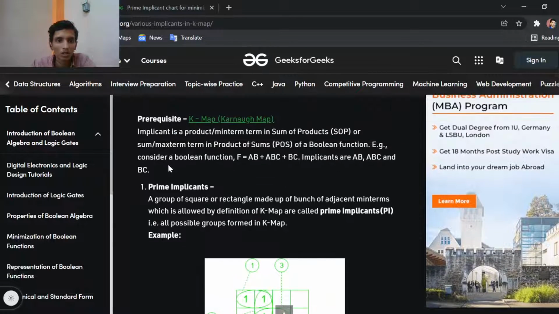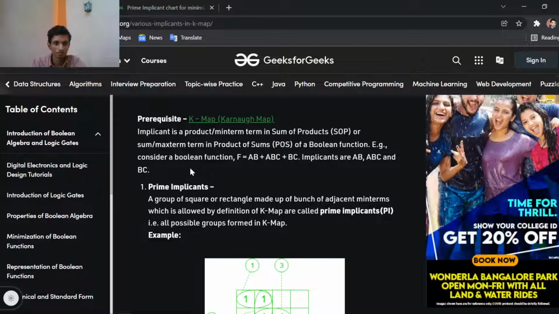So here we can see that an implicant is a product or minterm in the sum of products, that is SOP, or a max term in the product of sums, that is POS, of a Boolean function. For example, consider a Boolean function f equals AB plus ABC plus BC. So here the implicants are AB, ABC and BC.